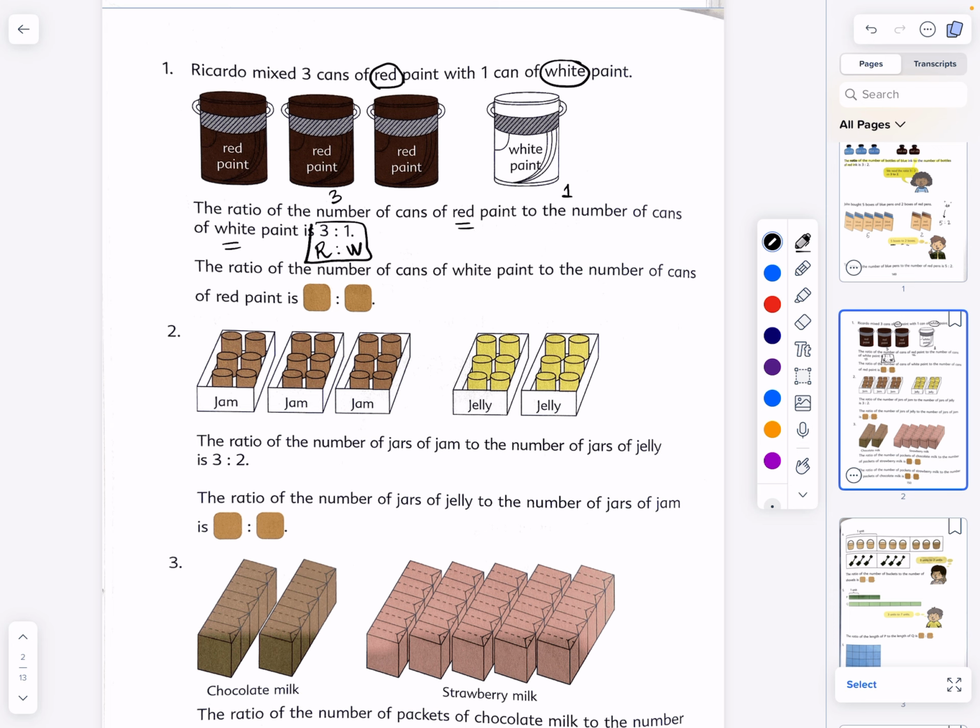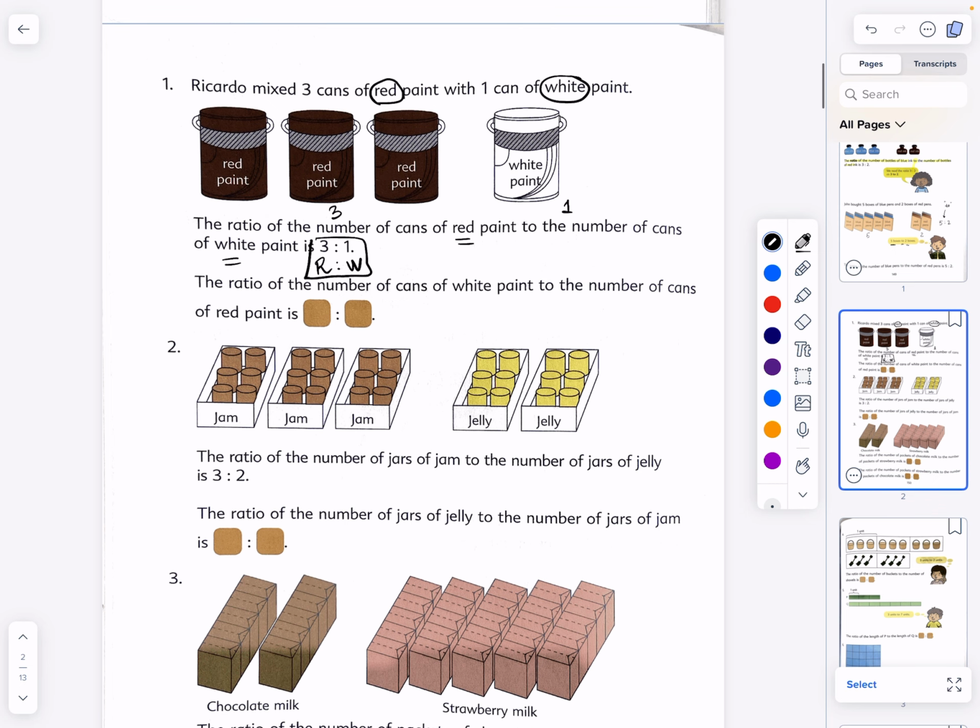The order matters. Next, we would write the number of cans of white paint to the cans of red paint. Now we want white to red, and we would, of course, put numbers accordingly, 1 to 3. My friends, red to white and white to red are not the same. Order matters. So when we are comparing white to red, the number of cans of white paint goes first.